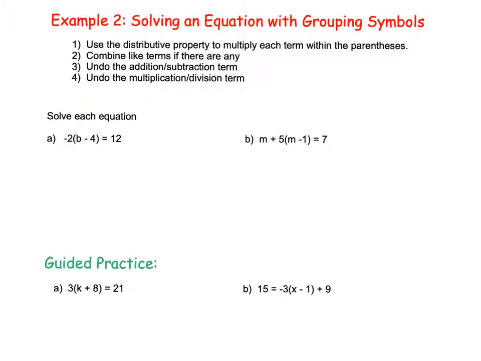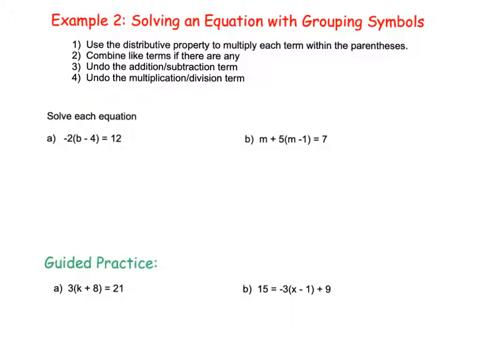Here's another type of multi-step problem that you will encounter, and that is when you have an equation with grouping symbols involved. So looking at letter A, you have parentheses there, so the only difference there is you're going to have to distribute first and then solve it.